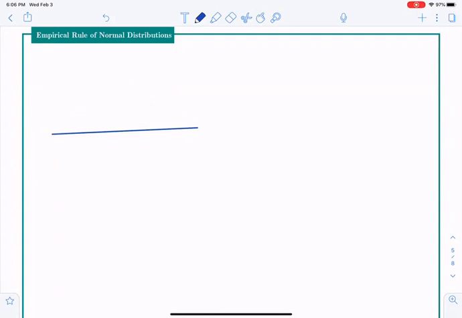Oh. Wow, usually I'm good at drawing the bell curve, but something's off. Oh. Well, that is good enough.